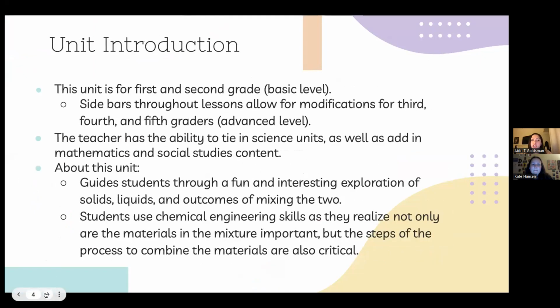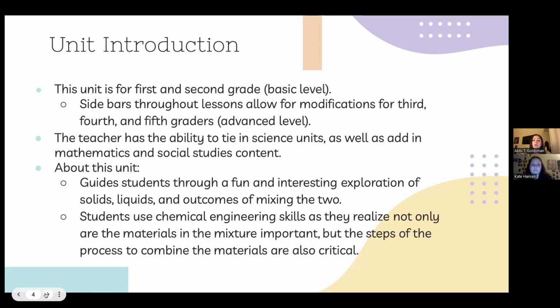A unit introduction. This unit is for 1st and 2nd grade, and that's considered the basic level. There are then sidebars throughout the lesson to allow for modifications for 3rd, 4th, and 5th graders, and they're considered to be the advanced level. The teacher has the ability to tie in science units as well as add in mathematics and social studies content. A little about the unit is that it guides students through a fun and interesting exploration of solids, liquids, and the outcomes of mixing the two.